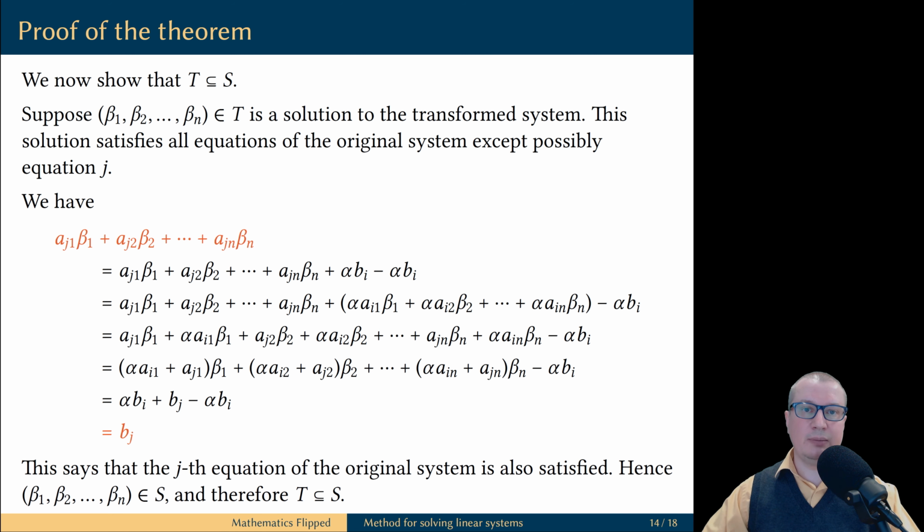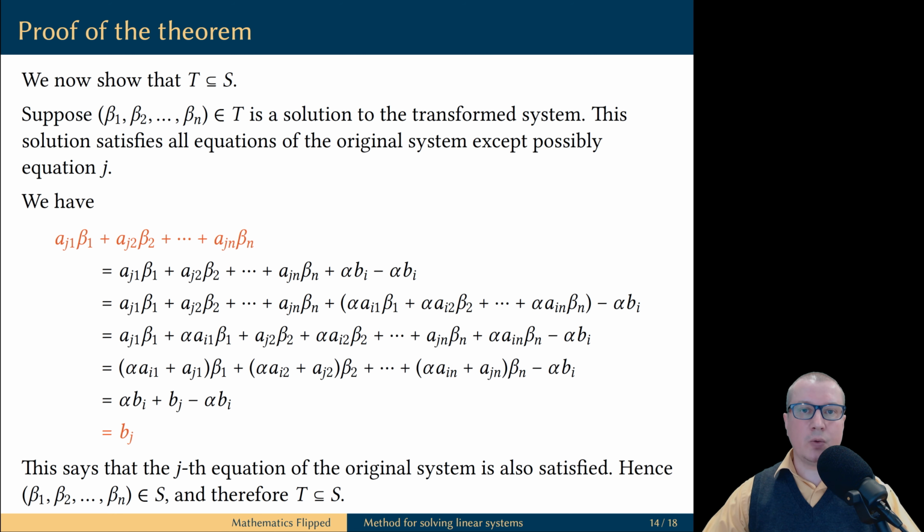If you look carefully at the beginning and the end of this computation, you will see that it shows that betas satisfy equation number j of the original linear system. And therefore, they satisfy all equations of the original system, and so they represent a solution of the original system. This proves that T is a subset of S, and we have proved S is a subset of T. Therefore, S and T are equal as sets, and this completes the proof that the two linear systems are equivalent.